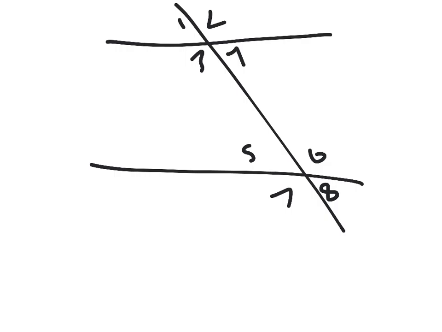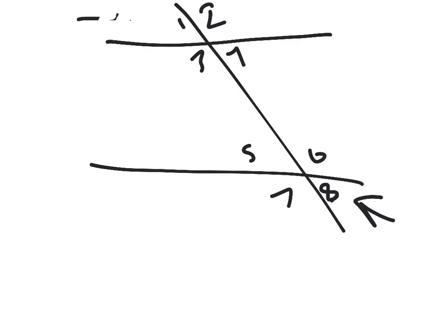These are angles that are in between the parallel lines and are the same size, such as 3 and 6 or 5 and 7. The next type is alternate exterior. These are angles on the outside of the parallel lines and are the same size, such as 1 and 8 or 7 and 2.